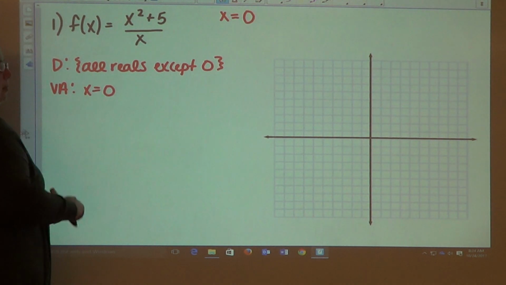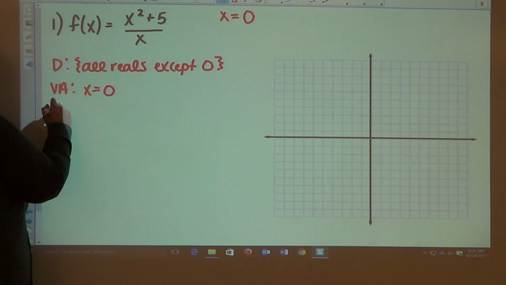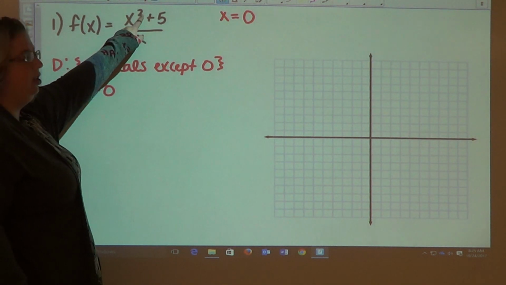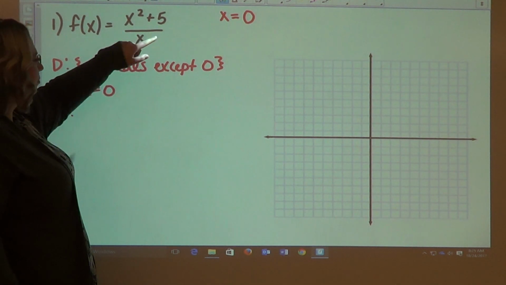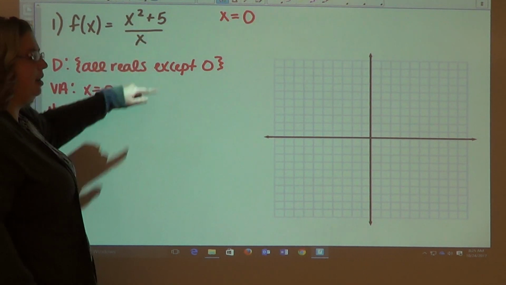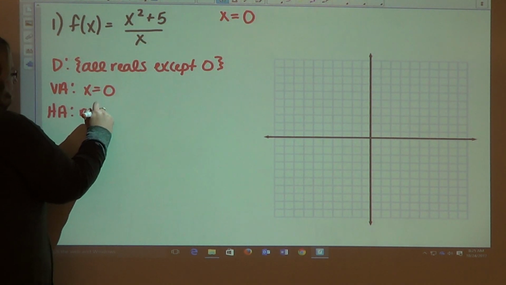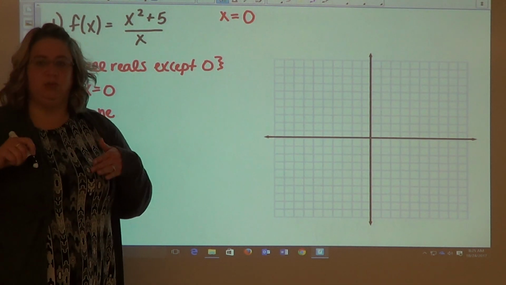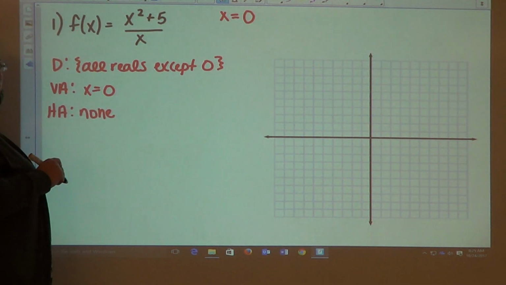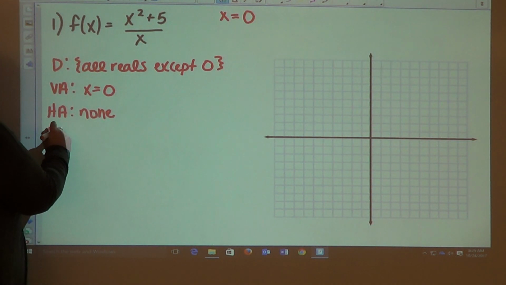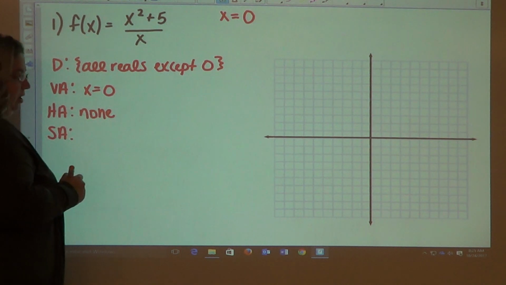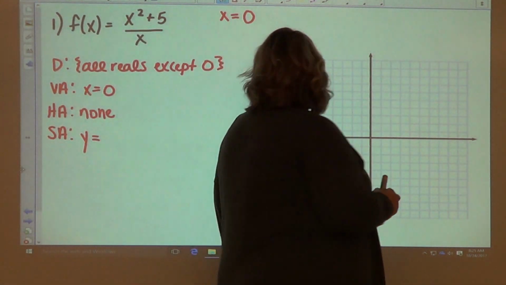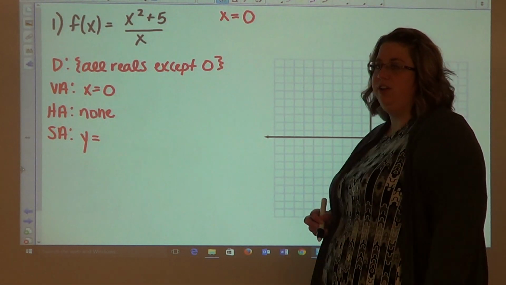Okay, now when I go to try to find my horizontal, I look at my degrees. Well, this time the degree on top is 2, the degree on bottom is 1. So the degree on top is bigger than the degree on bottom, so that means there's going to be none. And there's going to be none on this whole section. So your 51 through, I think 56 is what I assigned, those all do not have a horizontal asymptote. So we're going to have to find what the slant asymptote is. And it's always going to be y equals, because it's a diagonal line. And how we're going to find that is we're going to do long division.